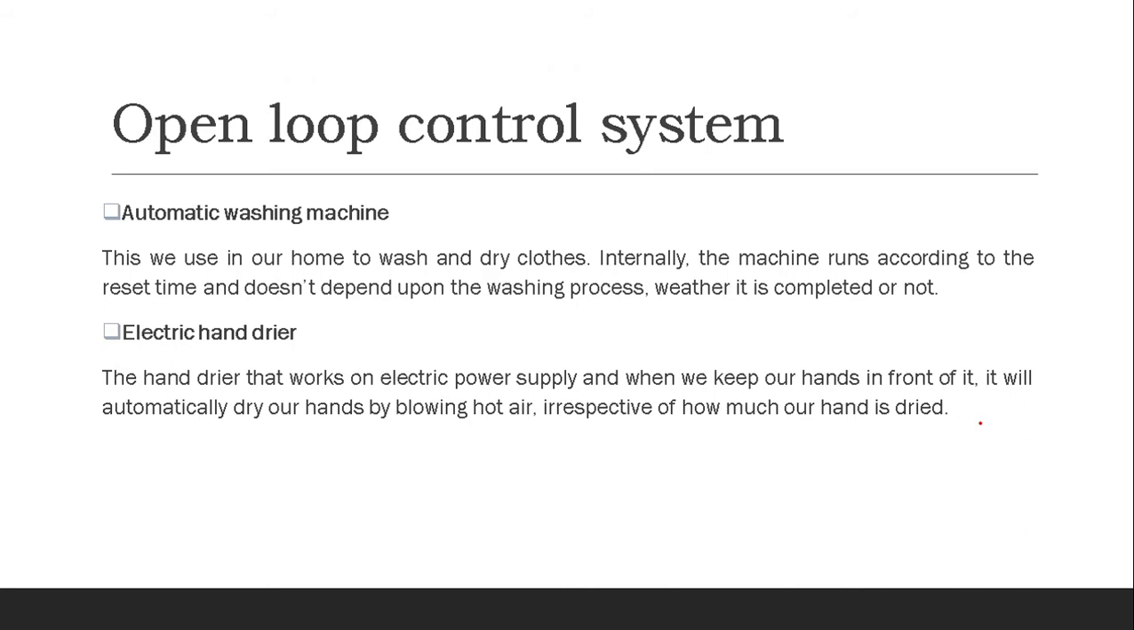Now as a result, the accuracy of the system depends on the calibration, and in the presence of disturbance the open loop control system will not perform the desired task. Okay, so here are some examples of open loop control systems.